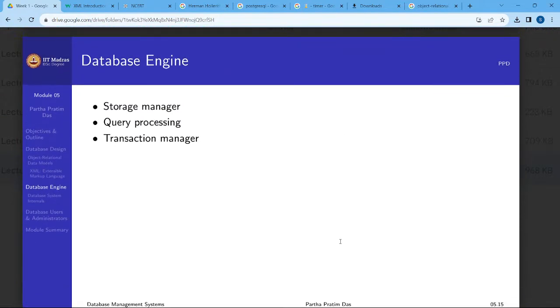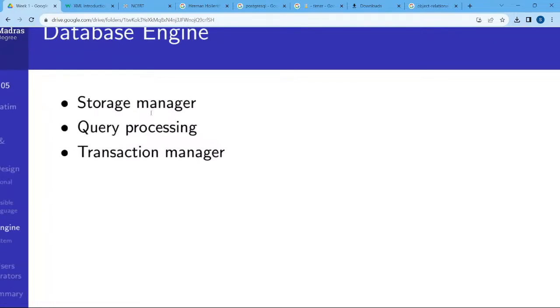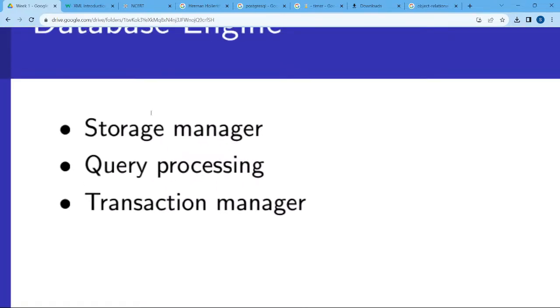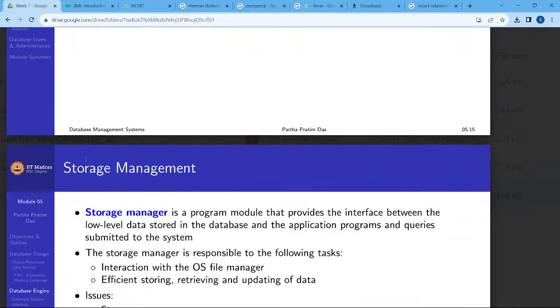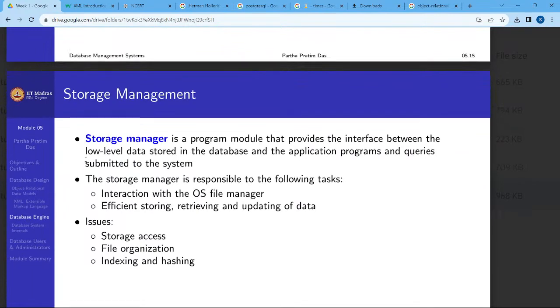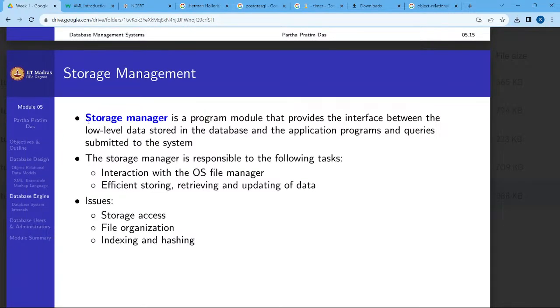Database engine. Every system, every machine has an engine or a driving structure. In a DBMS it is the database engine. It is made of three major parts: storage manager, query processing, and transaction manager. Storage manager is the program module that provides the interface between the low level data stored in the database and the application programs and the queries submitted.